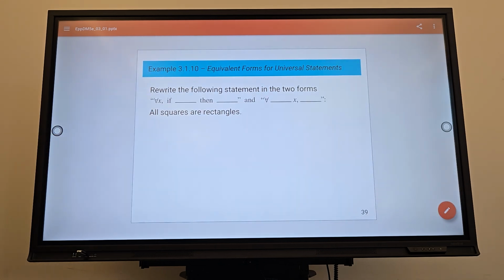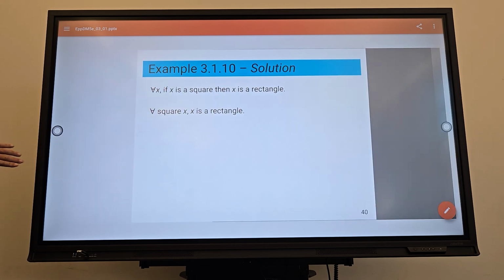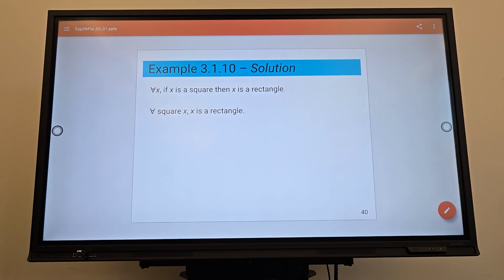Rewrite the following statement in the two forms. All squares are rectangles. For all x, if x is a square, then x is a rectangle. For all squares x, x is a rectangle, right? Is that what they're looking for? Yeah. For all squares x, x is a rectangle. If x is a square, then x is a rectangle.